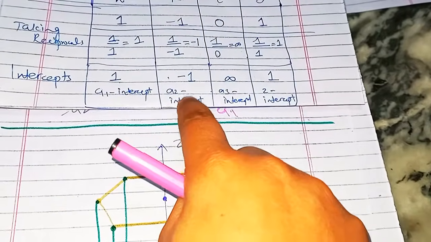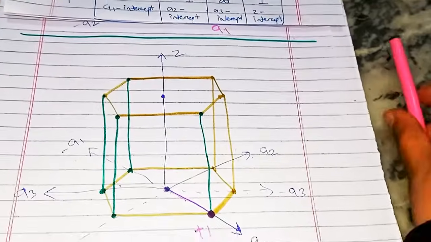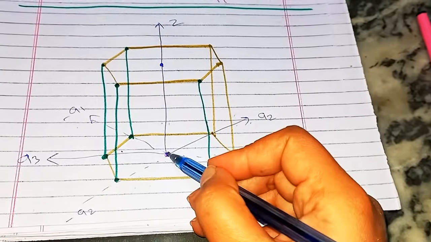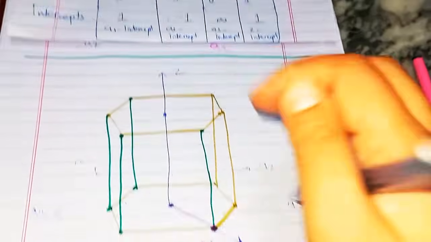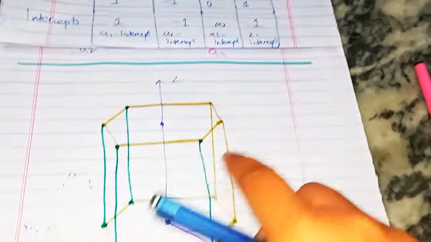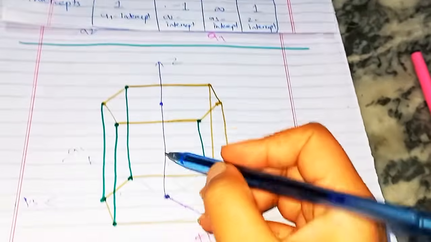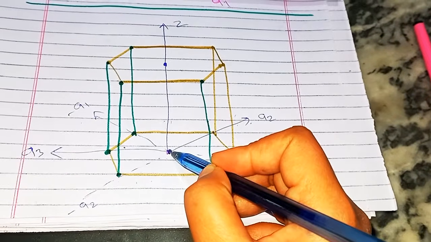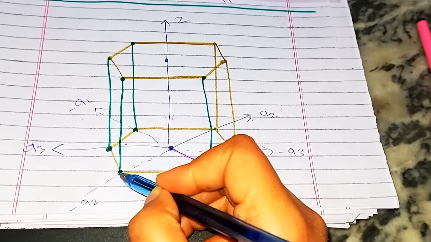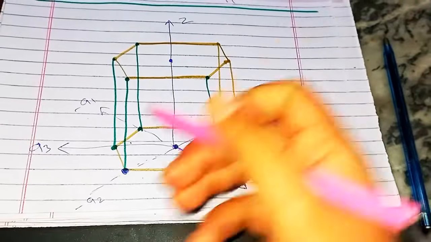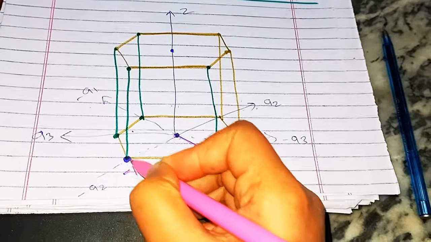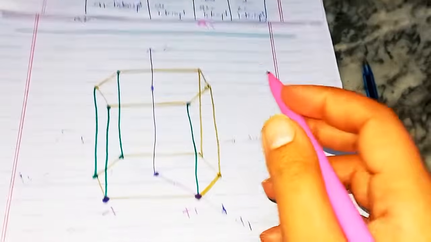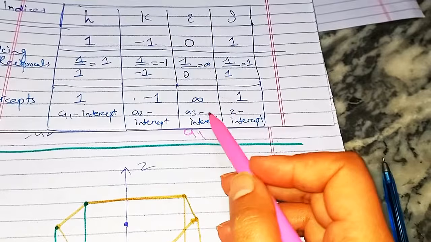Next we have the A2 intercept, which is negative 1. Starting from origin again, all over again, we'll always start from origin for each of these intercepts. Negative 1 means in the negative A2 direction, from one corner to the other corner of the unit cell, which is this point. This is another point on the plane, this point and this point. Now the infinity will be dealt with at the end.